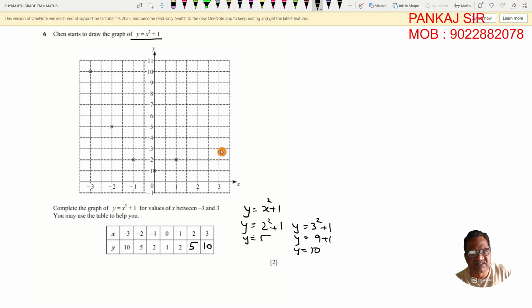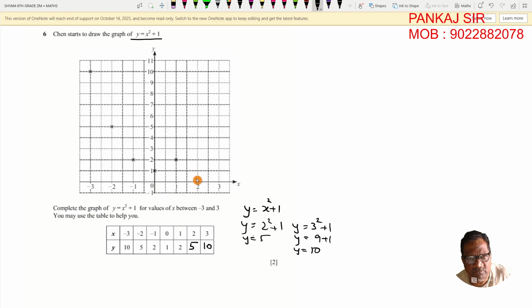Now in this grid given in the question paper, minus 3, 10 is already marked over here. See, minus 3, 10. Minus 2, 5 is also marked over here. See, minus 2 and then 5, right? Same way, minus 1 and 2 is marked. 0 and 1 is marked. This is 0, 1, and then for 1, 2, so this is 1 and this is 2.